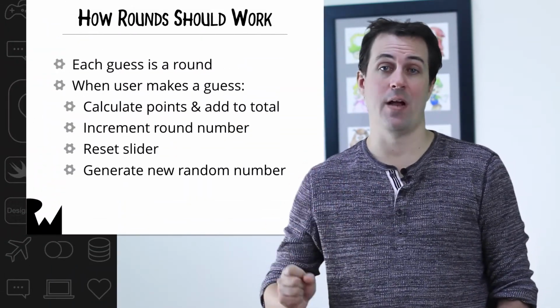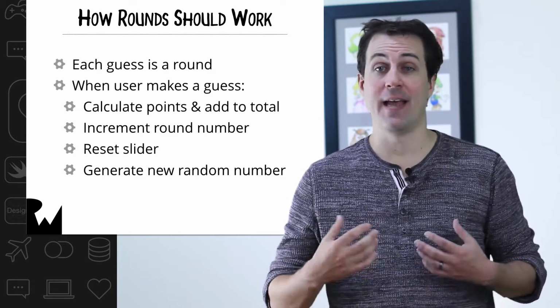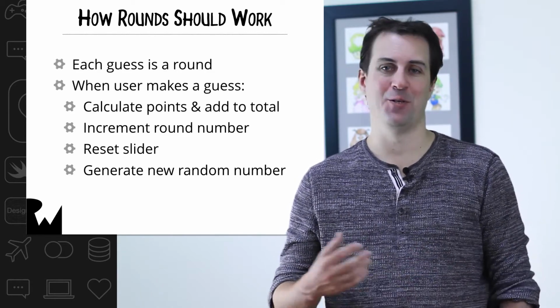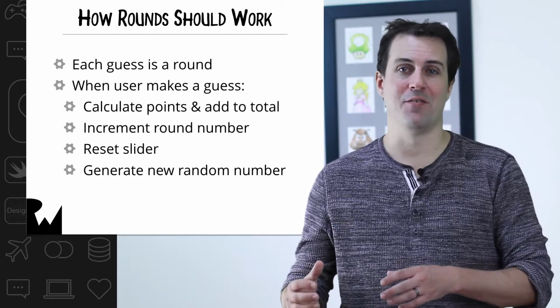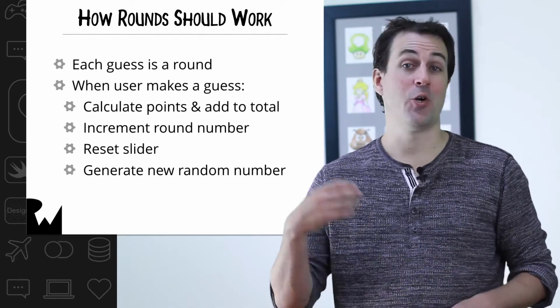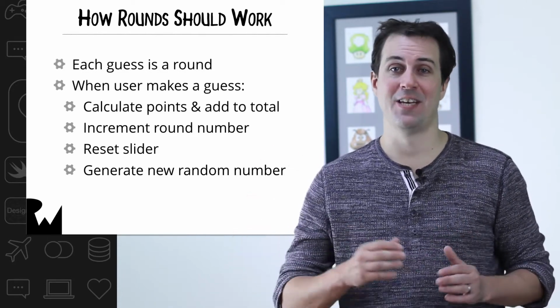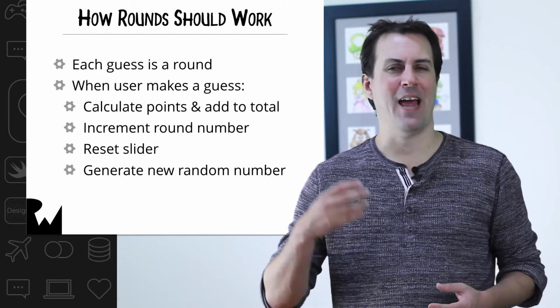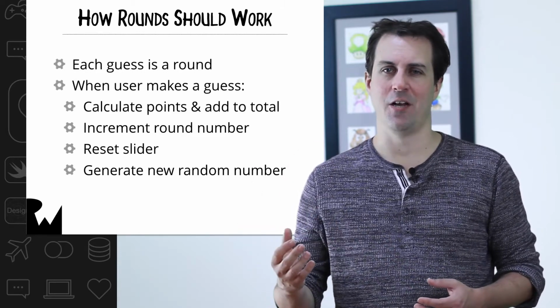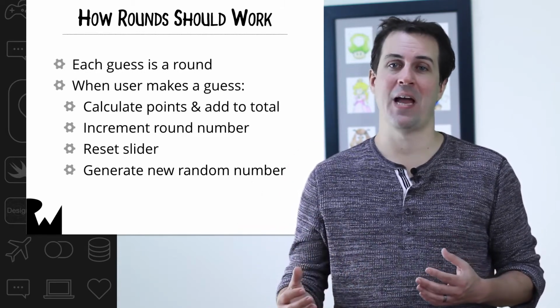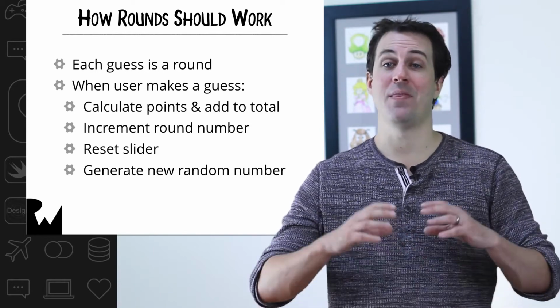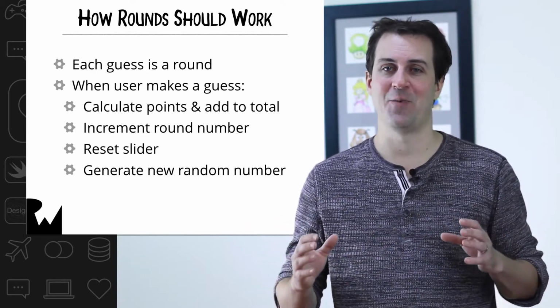Here's how the game should work. In this game, each guess is a round. Whenever the user makes a guess, you should calculate the points for this round and add it to the total score. Then you should increment the round number, reset the slider, generate a new target value, rinse and repeat. Whenever you find yourself thinking, at this point, the app should do such and such, that usually means it's a good time to write your own method. That way the method can contain all of that logic in a self-contained unit.